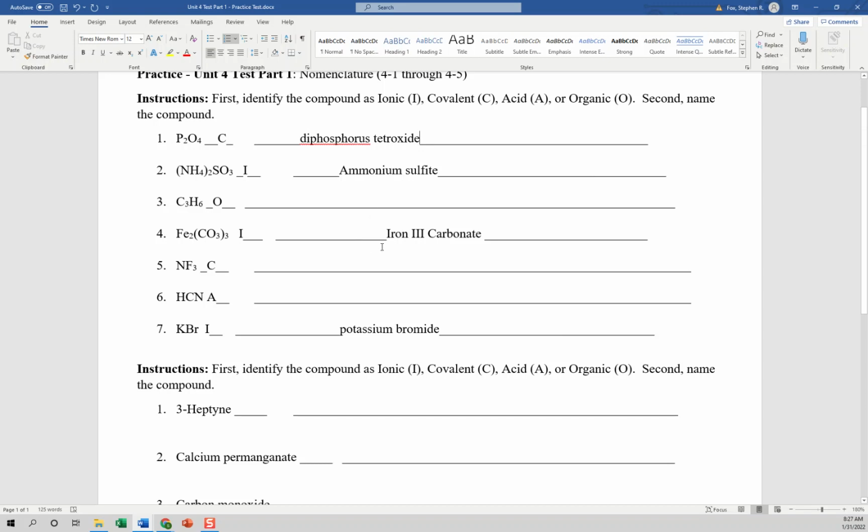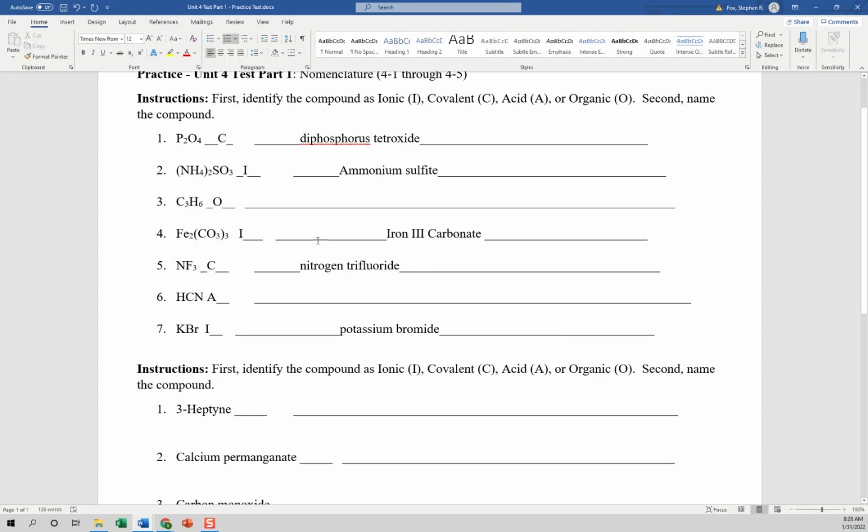Okay? And then let's go to this one. We got 1 nitrogen. So remember, we're not going to say mono nitrogen. We're just going to say nitrogen. We only use mono for the second element if there's one, but not for the first element. So nitrogen, and then our prefix for 3 is tri, and fluoride. So nitrogen trifluoride for that one.